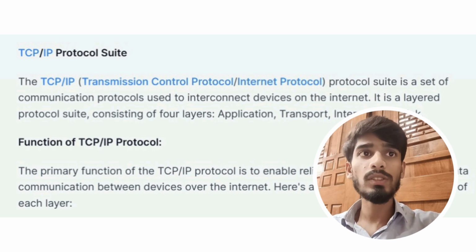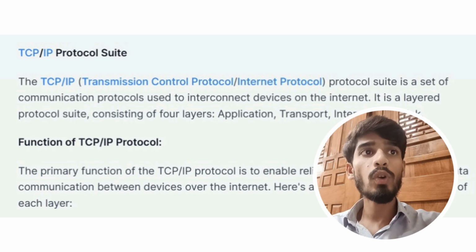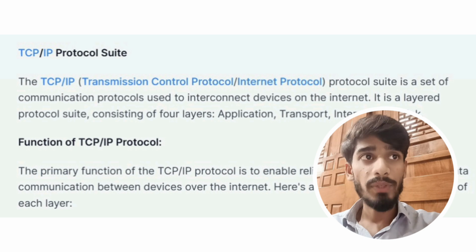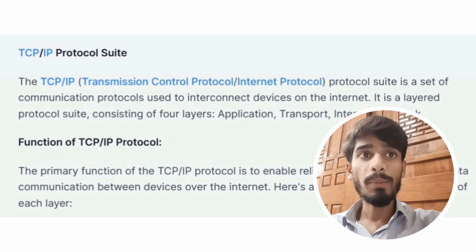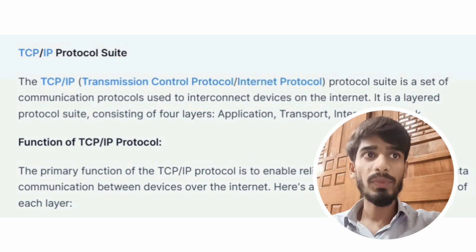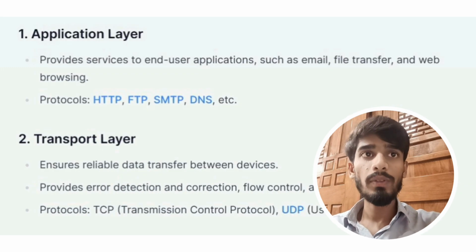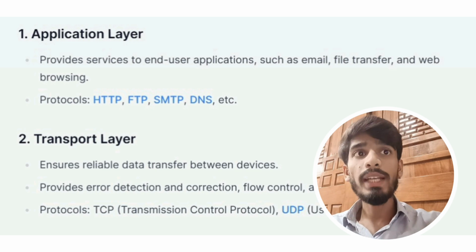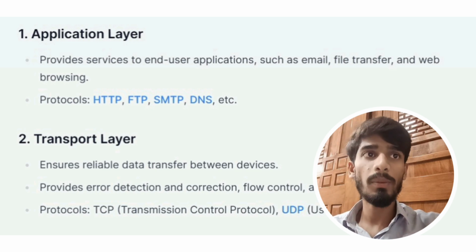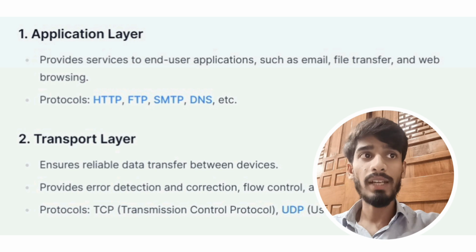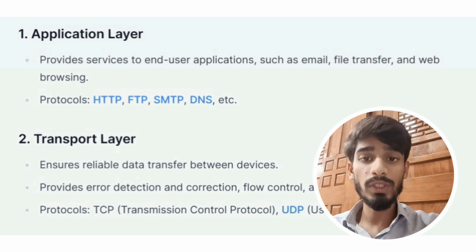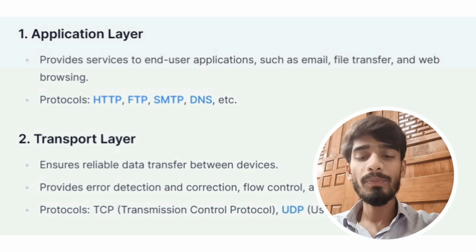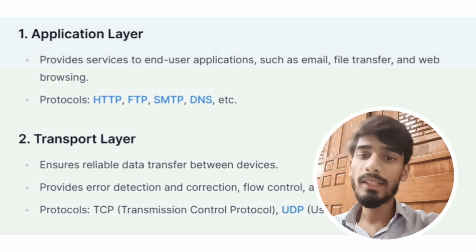Now, the functions of the TCP/IP protocol. The primary function of the TCP/IP protocol is to enable reliable, efficient and secure data communication between devices over the internet. Now we will see what the functions of the application layer are. The application layer provides services to end user applications such as email, file transfer and web browsing. Some of the protocols which the application layer uses are HTTP, FTP, SMTP, DNS, etc.